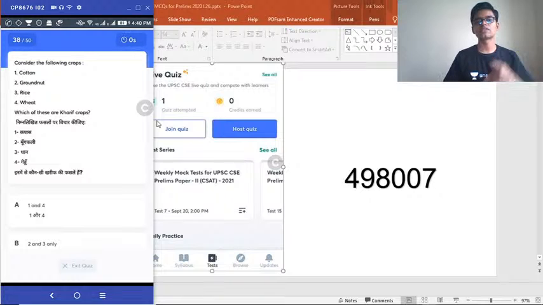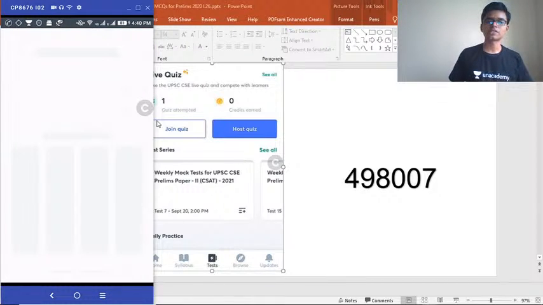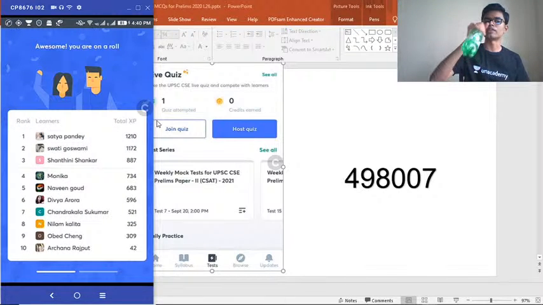So you know the difference between kharif and rabi. So correct answer to this question is option C. Okay, 1, 2, 3.